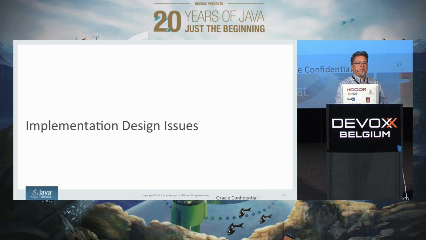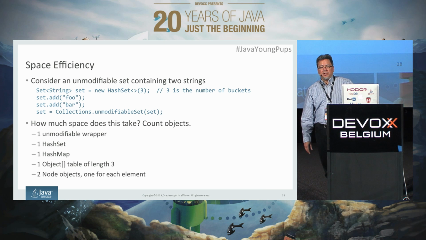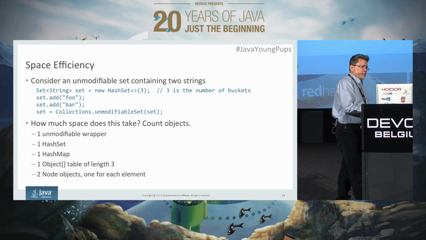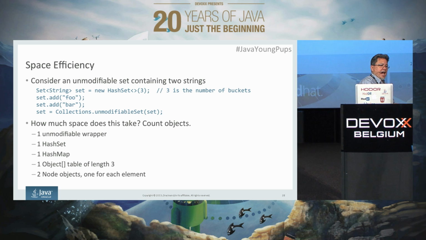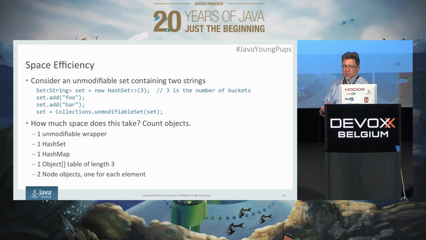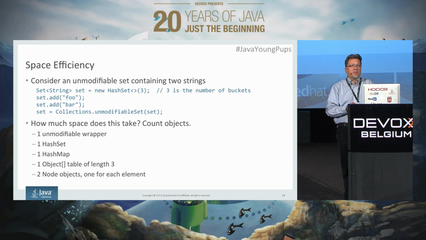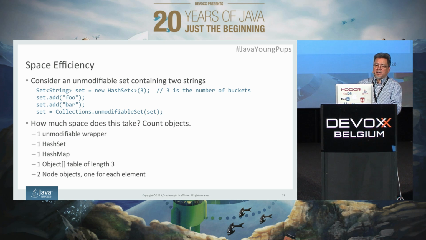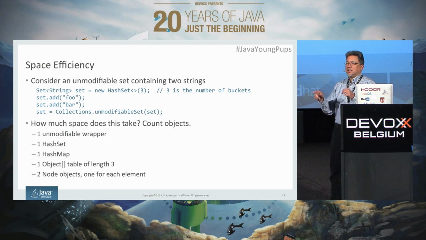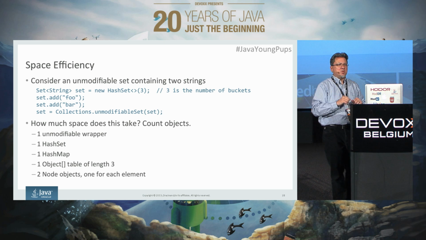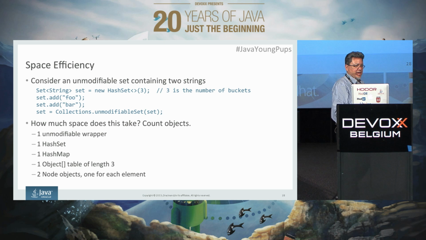All right, so let me step away from the API a little bit and talk about implementation issues. I think the main thing here is space efficiency. Let's take an example where we take a HashSet and add 2 strings to it. Now, there's this weird thing about load factors and number of buckets and so forth. In order to do this without resizing, we actually have to pass 3 to HashSet. So we create a new HashSet and add 2 elements to it, and then we wrap it in the unmodifiable wrapper, like I mentioned earlier. That's the way to get the equivalent of an immutable set in core JDK libraries today.